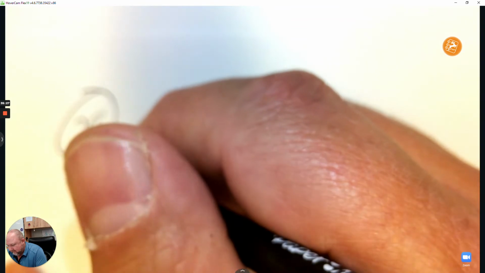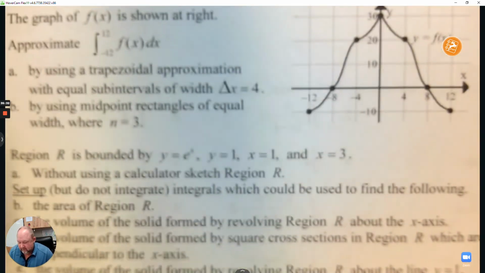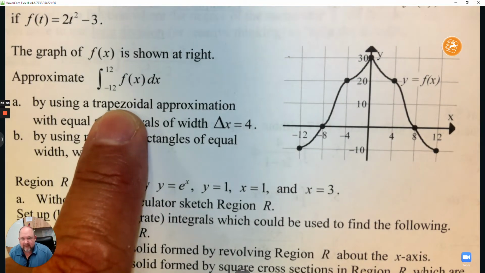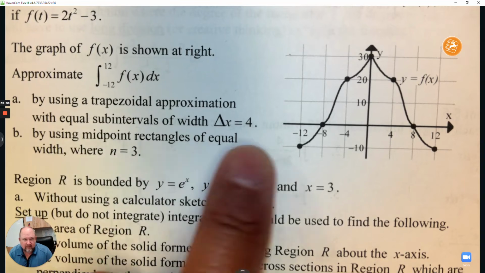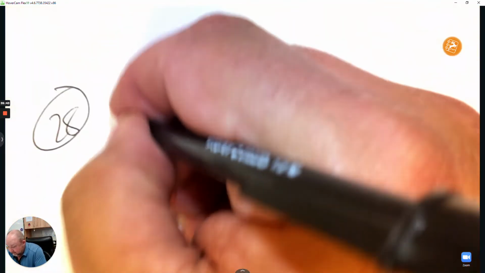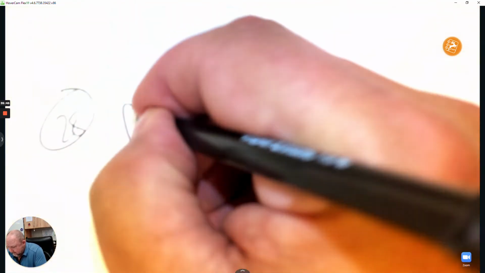The graph of f of x is shown to the right. It says, approximate from negative 12 to 12 using trapezoidal approximation with interval widths of 4. All right, that's been a while too, right? So we're going to do it together.